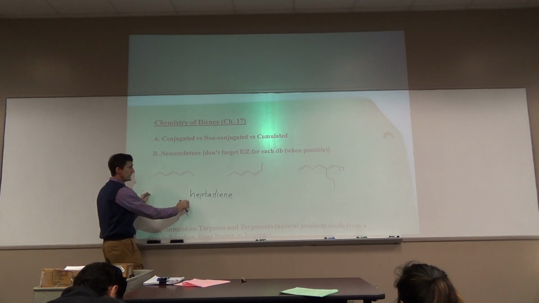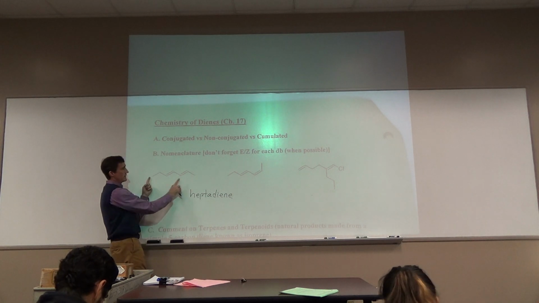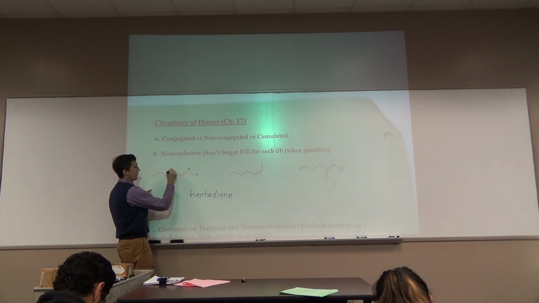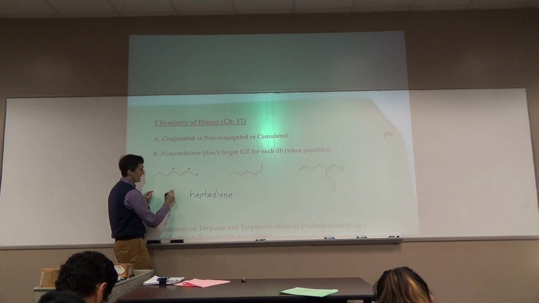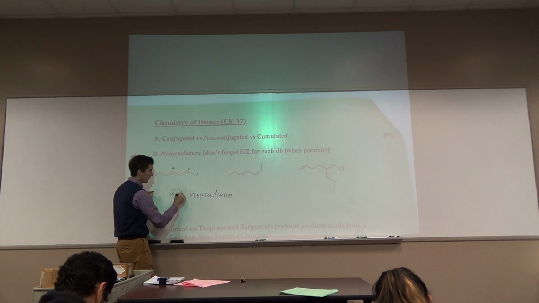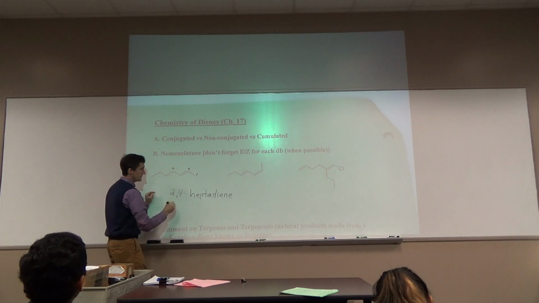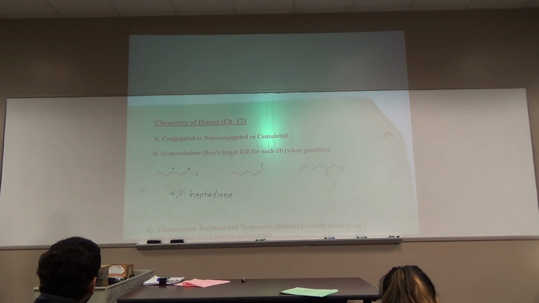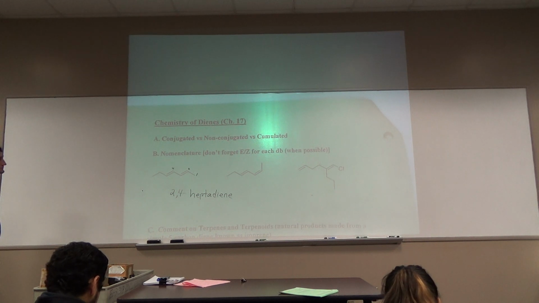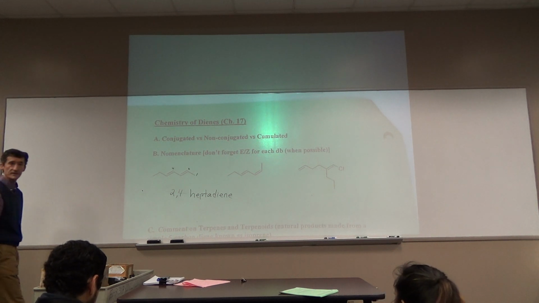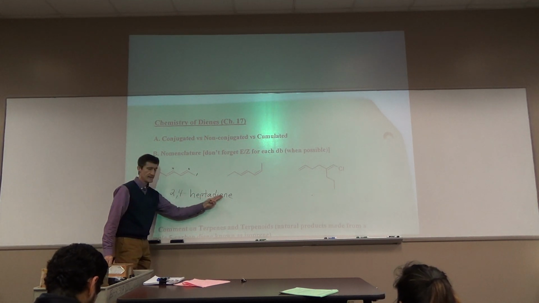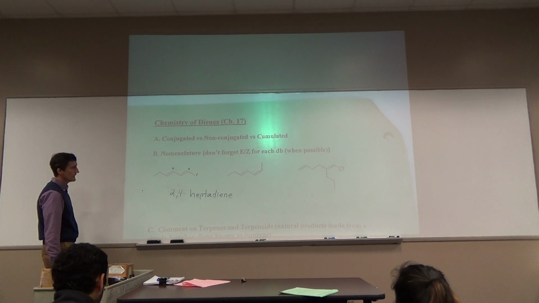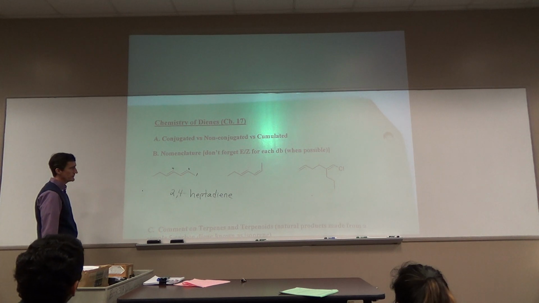Now we have to indicate where the enes are. This would be the 1 position, correct? 2, 3, 4. 2, 4. Heptadiene. That seems reasonable? Indicating where each ene is. What else do we need to do here?